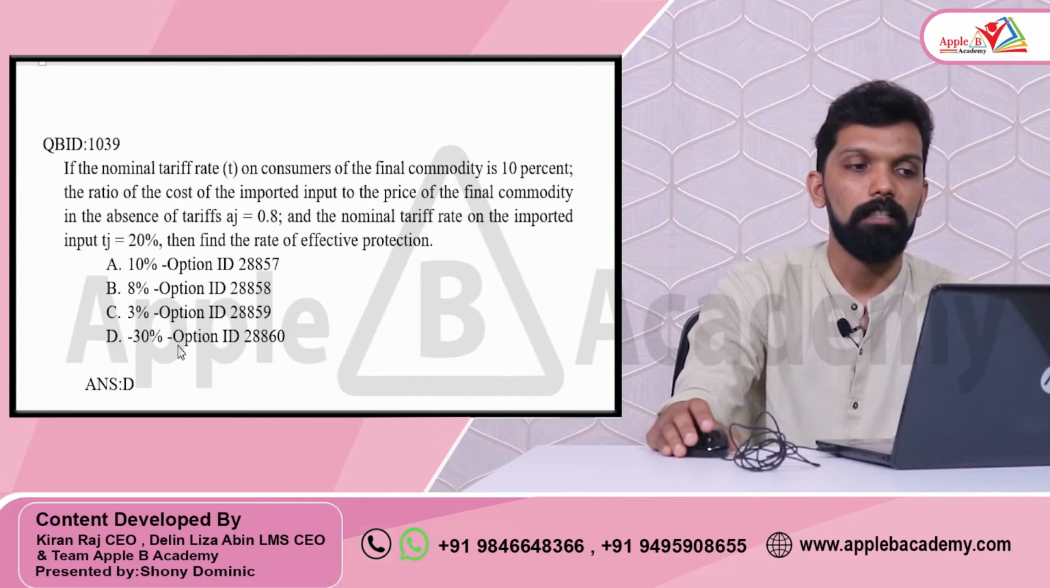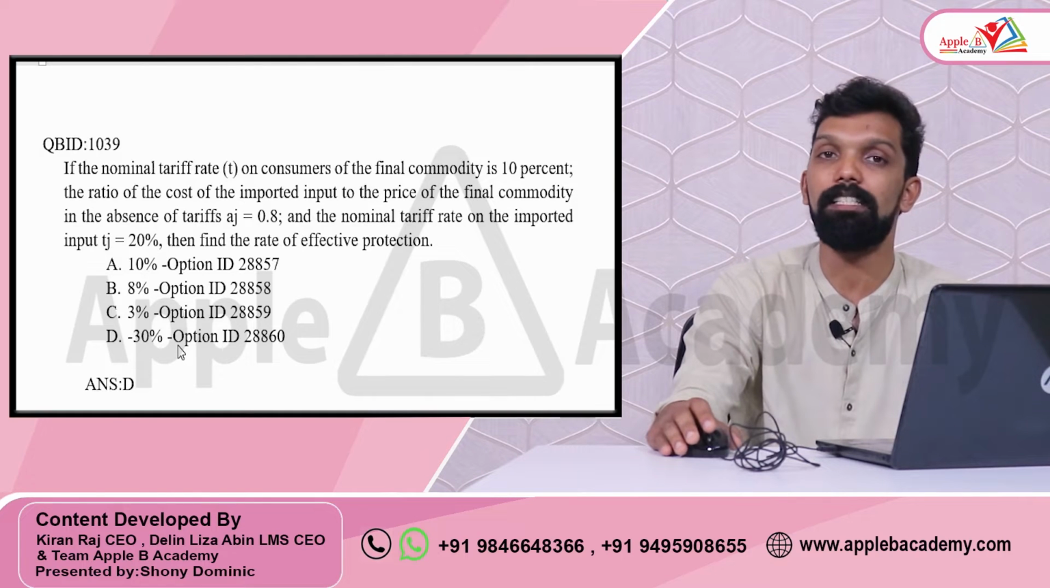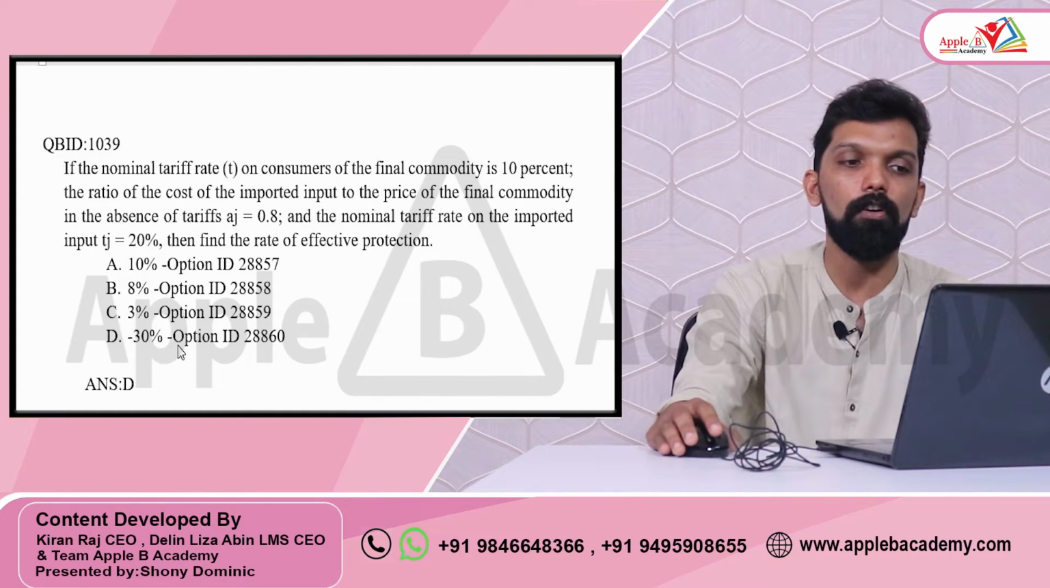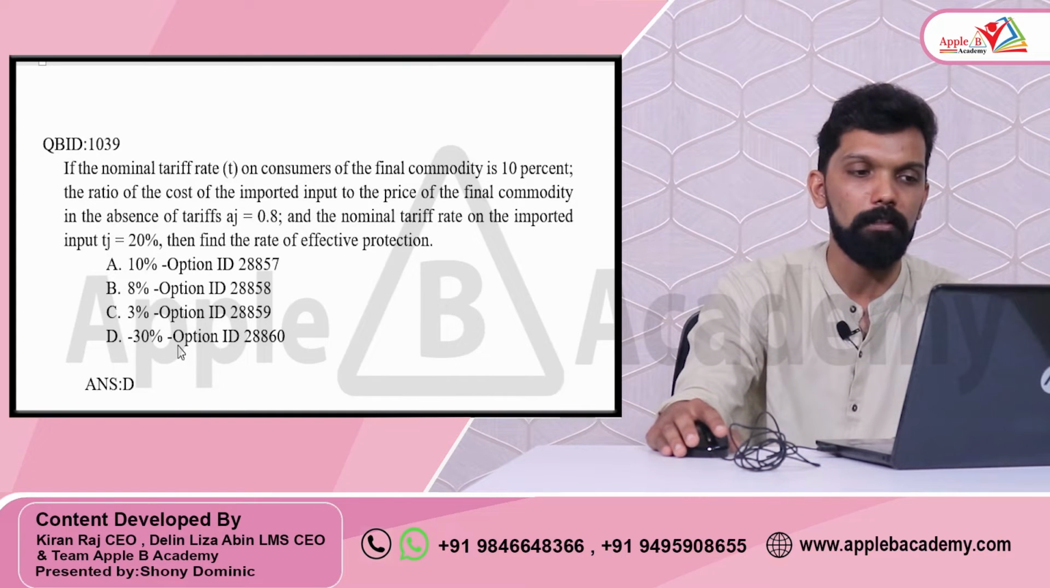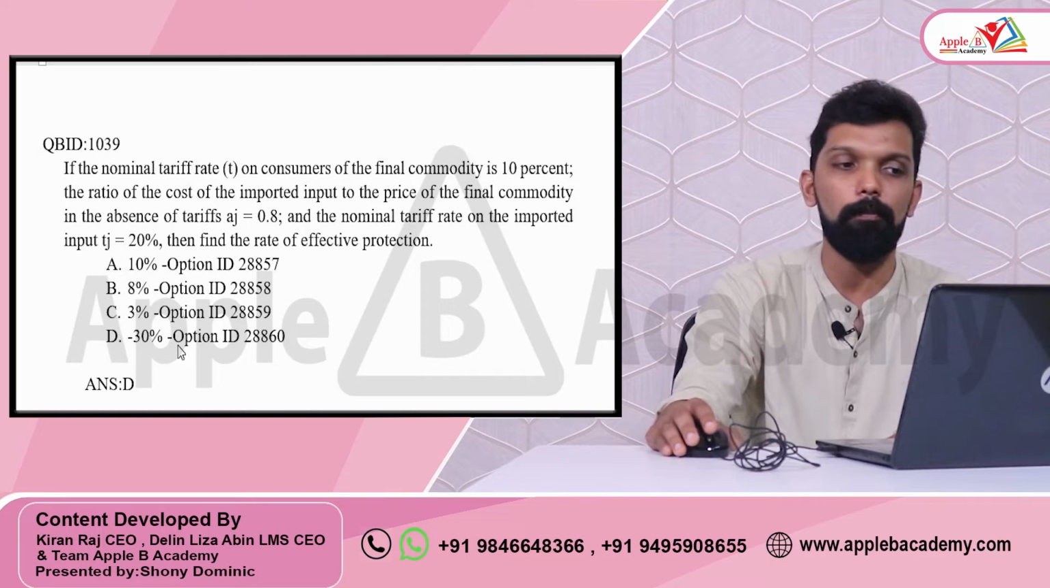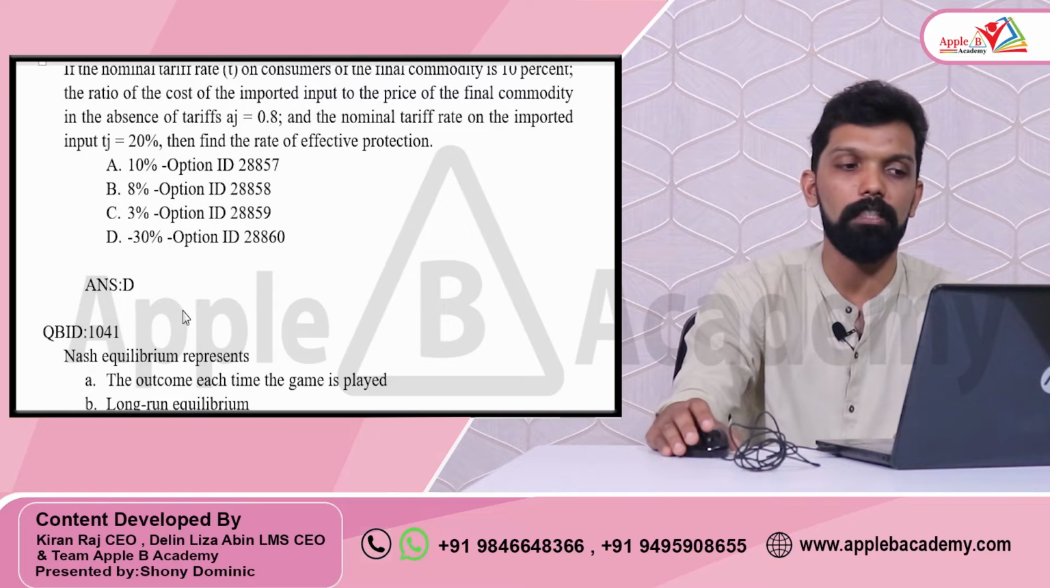So the next question, if the nominal tariff rate T on consumers of the final commodity is 10%, the ratio of the cost of imported input to the price of the final commodity in the absence of tariff AJ equal to 0.8 and the nominal tariff rate on imported input TJ equal to 20%, then find the rate of effective protection. Options 10%, option B 8%, option C 3%, option D minus 30%. So the right answer for this question is option D, which is minus 30%.